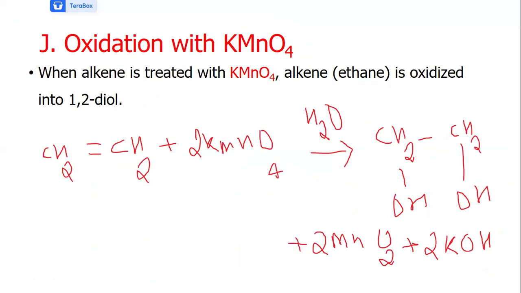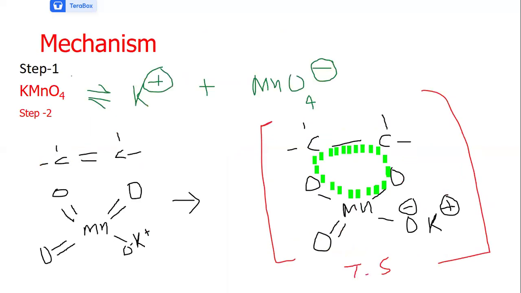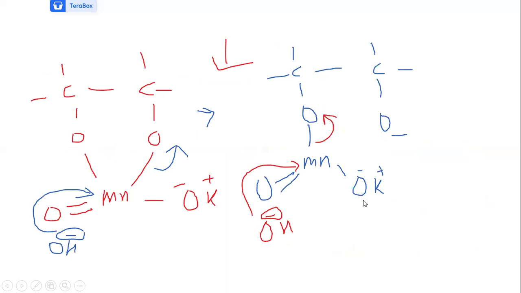Oxidation with potassium permanganate. When the alkene is treated with potassium permanganate, the alkene is oxidized into a 1,2-diol. Mechanism: the potassium permanganate breaks down into potassium plus and MnO4 minus, and this alkene reacts with MnO4, and the transition state is formed. And this hydroxide attacks this manganese and it breaks down.